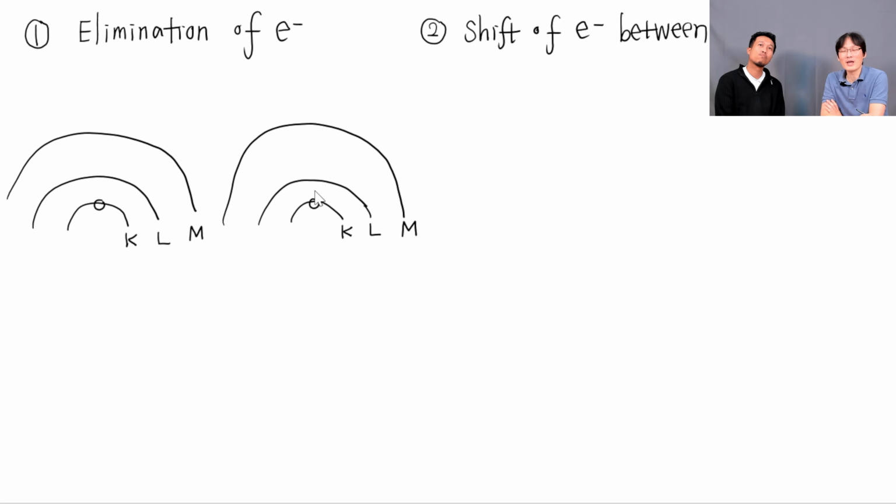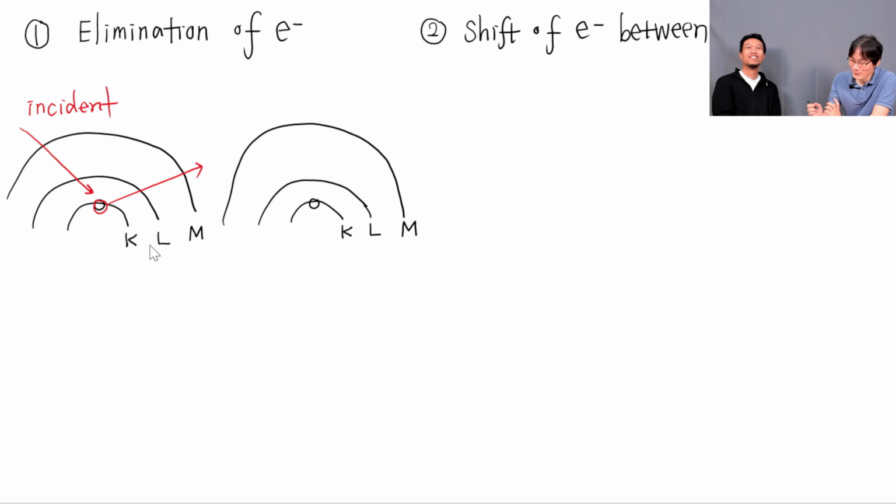First of all, we have to eliminate an electron that stays in the inner shell, the K shell. How? We shoot an incident electron. Then this electron gets displaced or eliminated from the atom. So we can say this is a photoelectron.